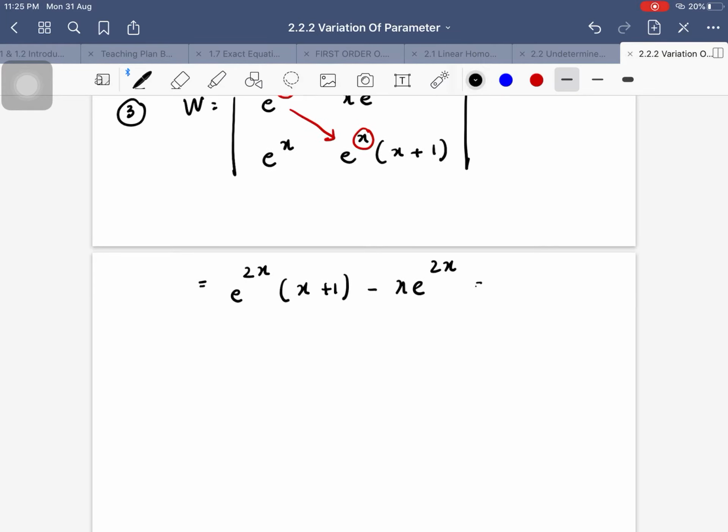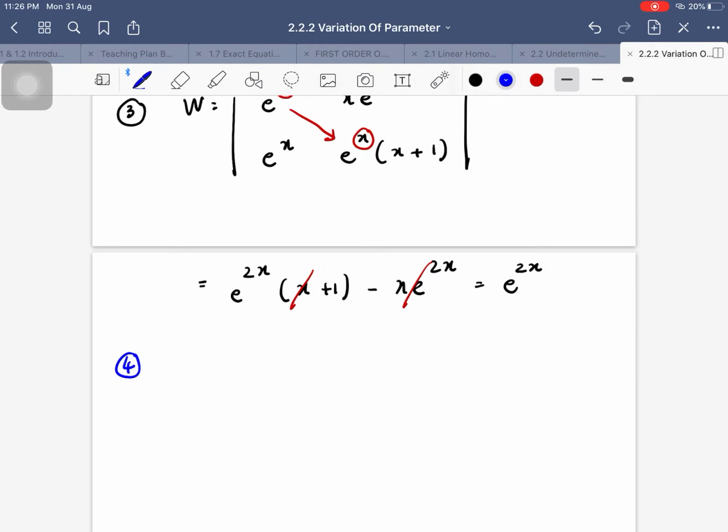And I know that when I simplify this, the fact that these two are going to cancel each other, so what happens is that you end up with one simple term, which is going to be exponential of 2x. So please simplify your Wronskian. Make sure that you get only one term, then only you proceed to step number 4. So now let's proceed to step number 4.